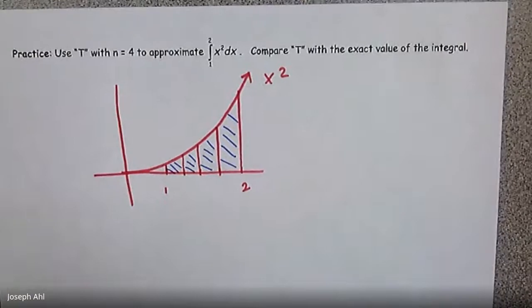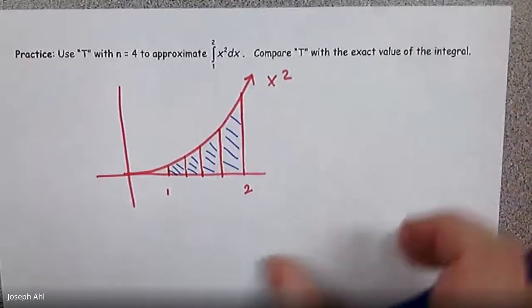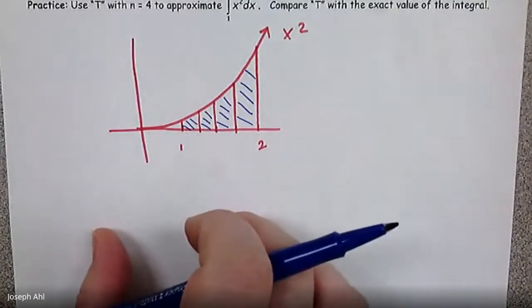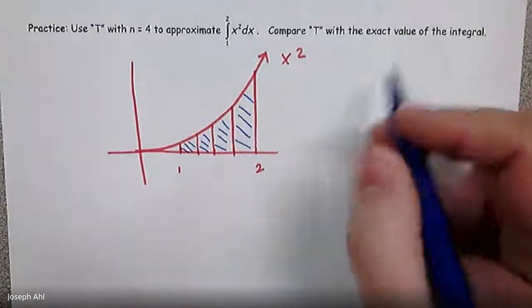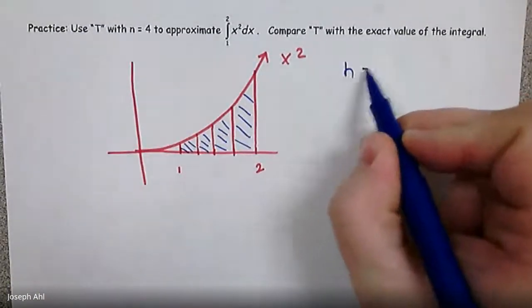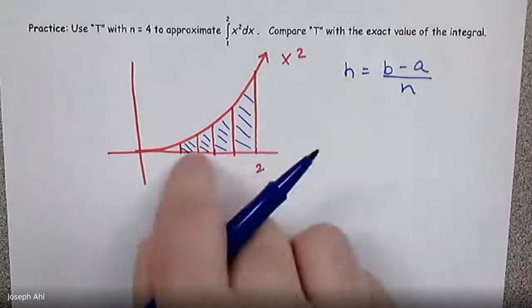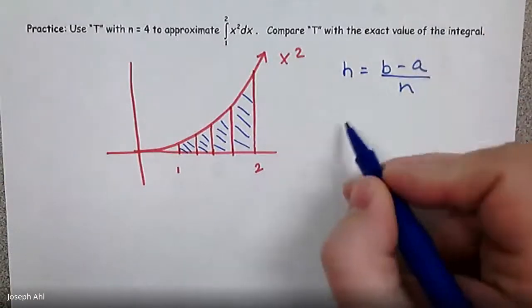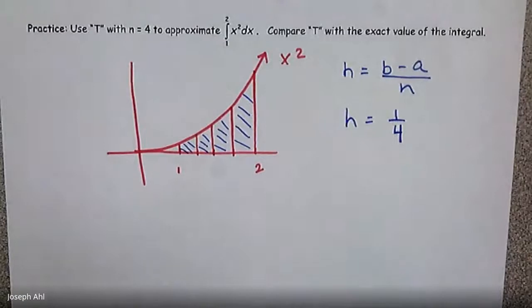Okay. So to get started, what we want to do is figure out what the height is, because that height is going to get divided by 2, and then it will be sitting out front as kind of a GCF factored out from everything. So the height is b minus a over n. It's the length of the interval divided by the number of trapezoids that we have. So that's going to be a height of 1/4. Right? So the length of the interval is 1 divided by 4 subintervals.